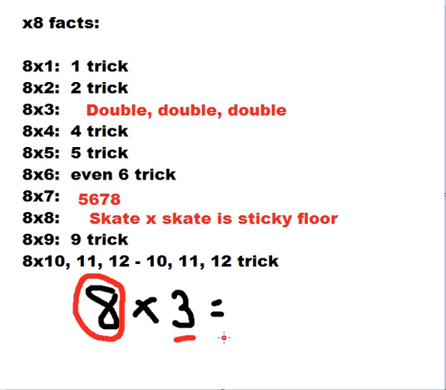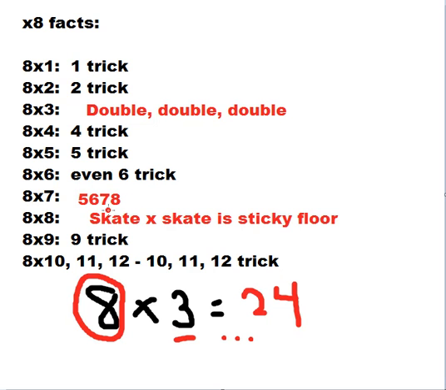3 plus 3 is 6. So there's our first double. Then we're going to double again. 6 plus 6 is 12. Then we're going to double one more time. 12 plus 12 is 24. So 8 times 3 is 24. So it's pretty straightforward.